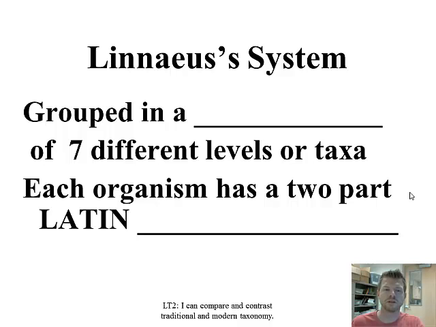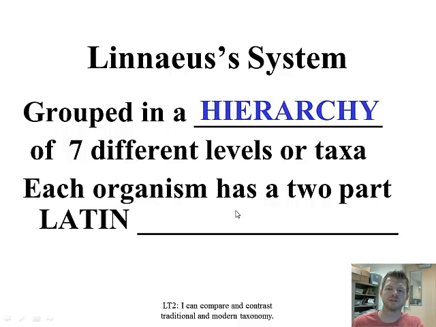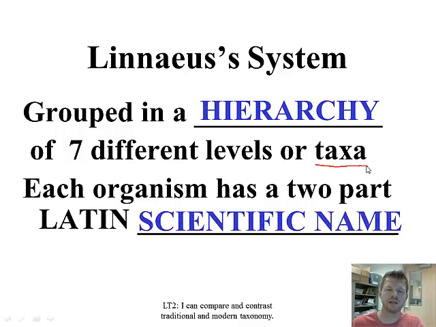One thing that was used here is there's a hierarchy, so there's various levels, and 7 different levels, or those levels are also referred to as taxa. And each organism, when it's named, has a scientific name that is also in Latin, but it's only going to be, we'll find out, 2 parts.